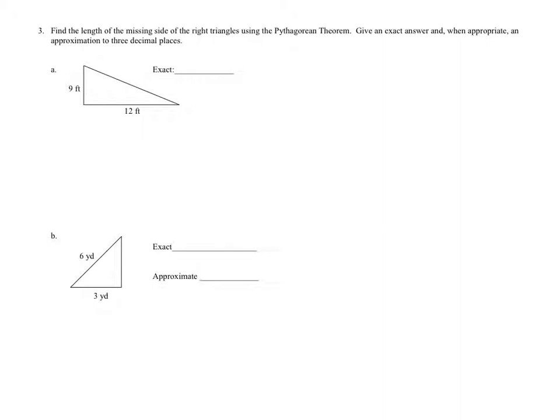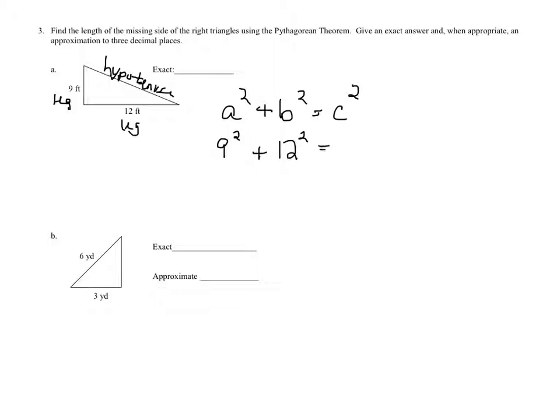All right, so we're going to find the side of the triangle that we don't know. Well, this first one's a leg, this guy's a leg, and we need to find the hypotenuse. So we have a squared plus b squared equals c squared. A is 9. 9 squared plus 12 squared equals c squared, because we don't know the hypotenuse. The hypotenuse, by the way, is always labeled c. The other ones are interchangeable.